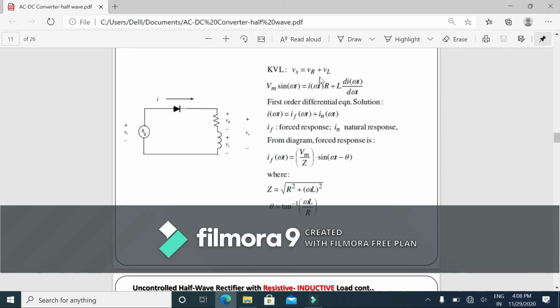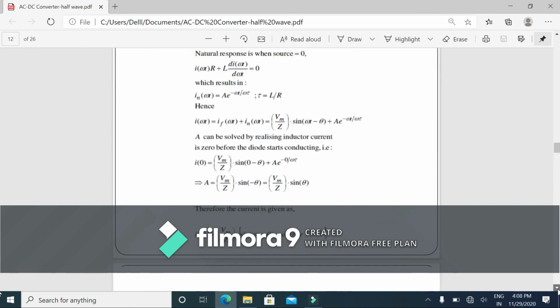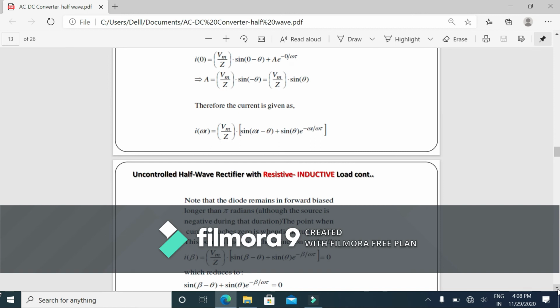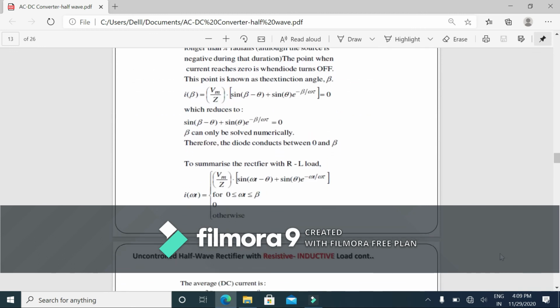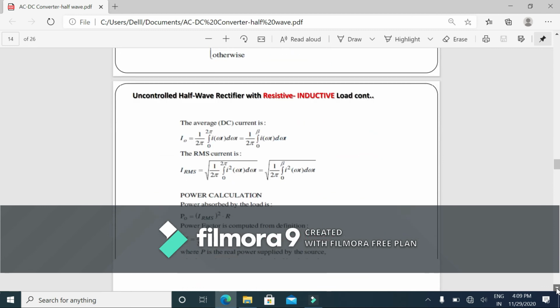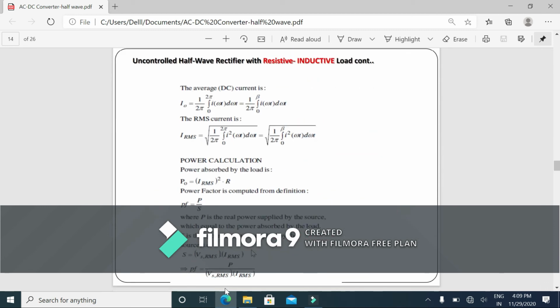This is the KVL. Once this diode is conducting, the source voltage will be equal to VR plus VL, and from this part we can calculate zeta, theta, and this is the value of i of omega t. This is the value of the current, and similarly we can calculate the value of beta from these equations. This is the average value of DC current, the RMS current, the power factor and the apparent power. You need to calculate this for each and every wave shape.